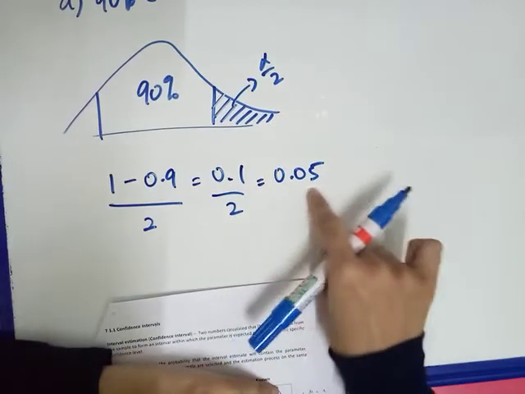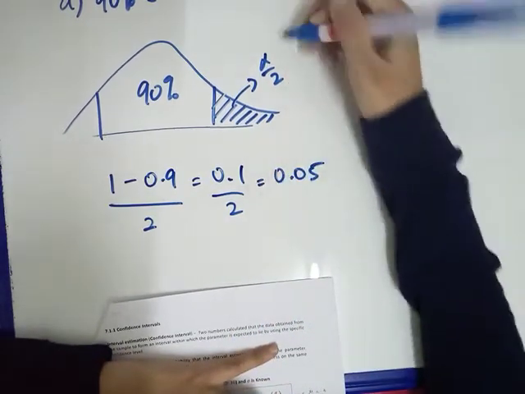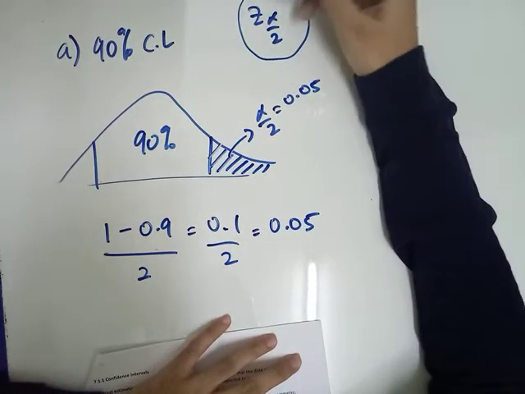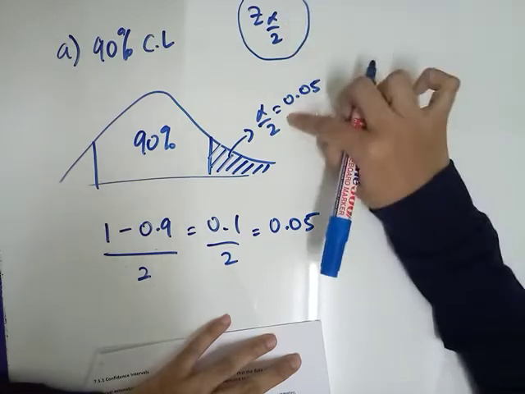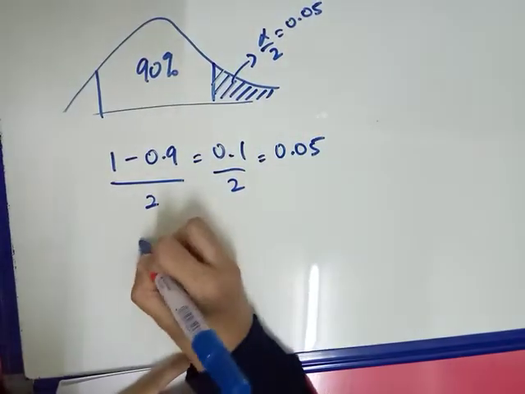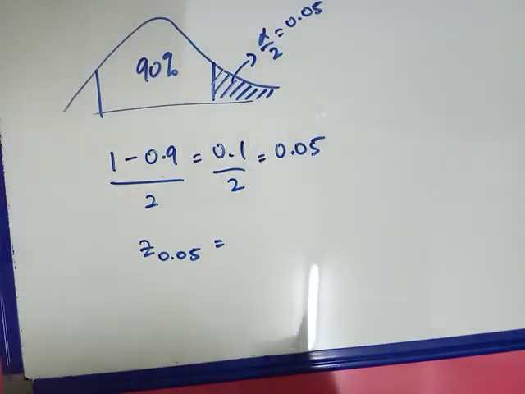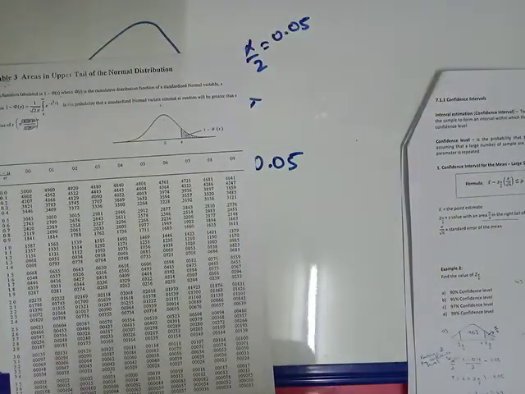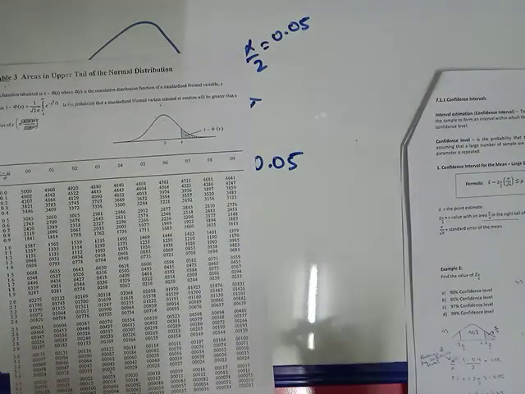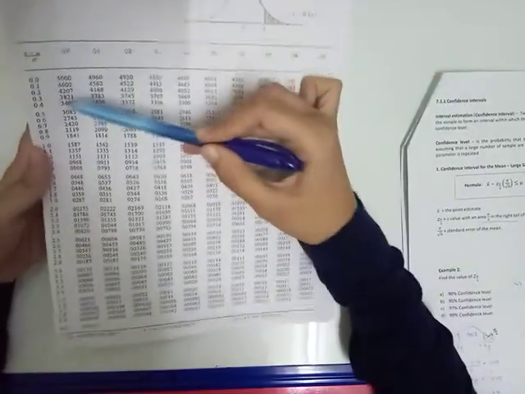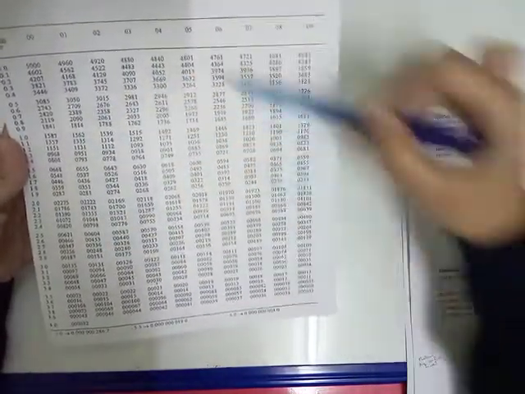So 0.05 is the alpha over 2 area. But we need to find the z value for the area in the right tail, which is 0.05. How to find the z value? By using the statistics table. We know that the area in the right tail is 0.05, so we have to look here first. This is the area, the probability.